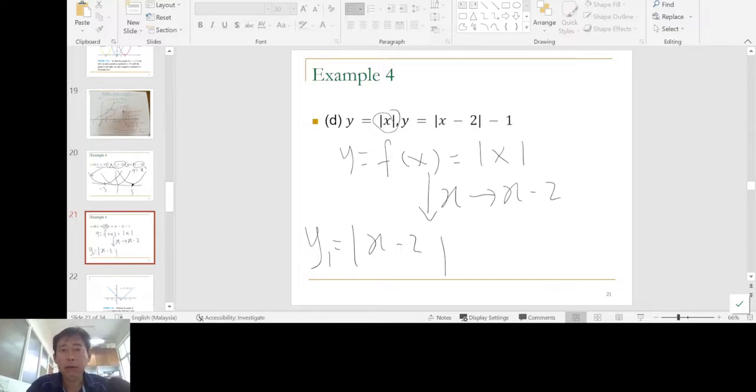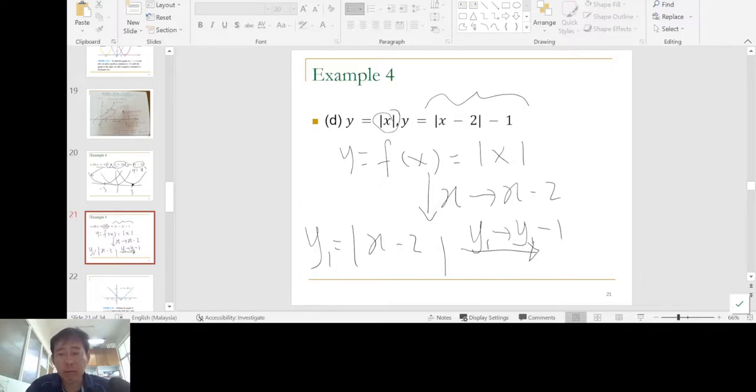Now this function, absolute of x minus 2 minus 1, is obtained by carrying out another operation, that is you add to y1 a value of minus 1. As we mentioned earlier on, adding or subtracting a constant to a function amounts to shifting the function up or down. So if you subtract 1 from the function, the graph that you obtain is shifted downward by 1 unit.